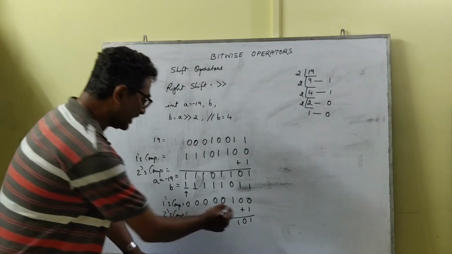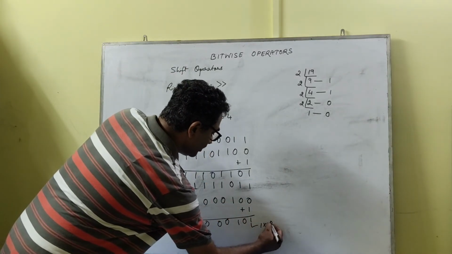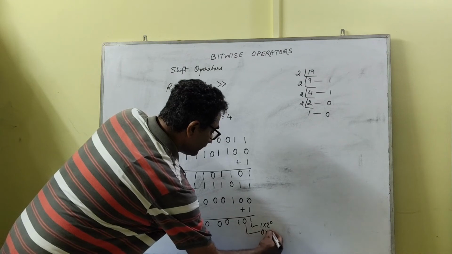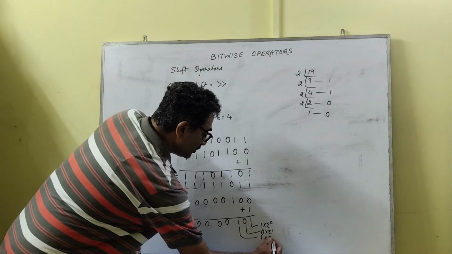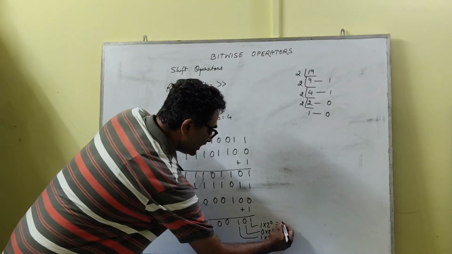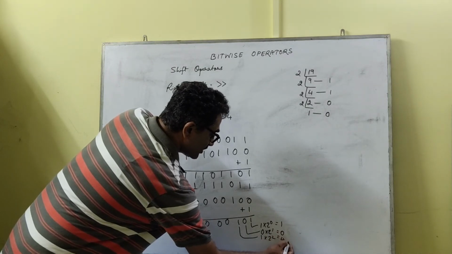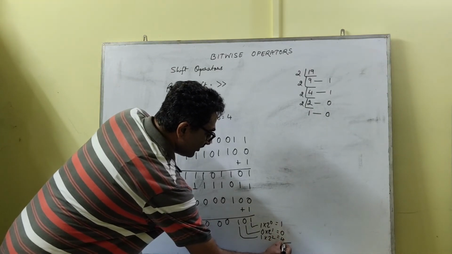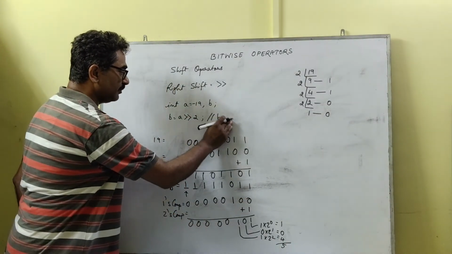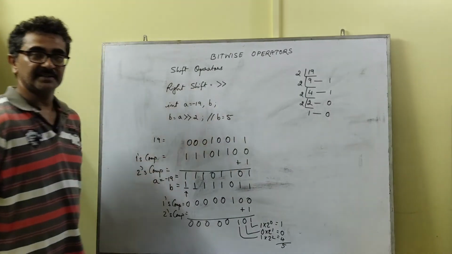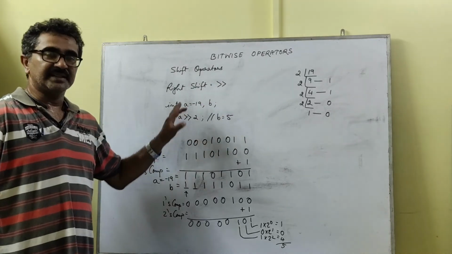Now this is the negative number which got stored inside B. So this is 1 into 2 to the power 0. This is 0 into 2 to the power 1. This is 1 into 2 to the power 2. So we have out here 1, this is 0, this is 4. So this adds up to 5. So the value of B will be 5. This is how the right shift occurs with negative numbers.